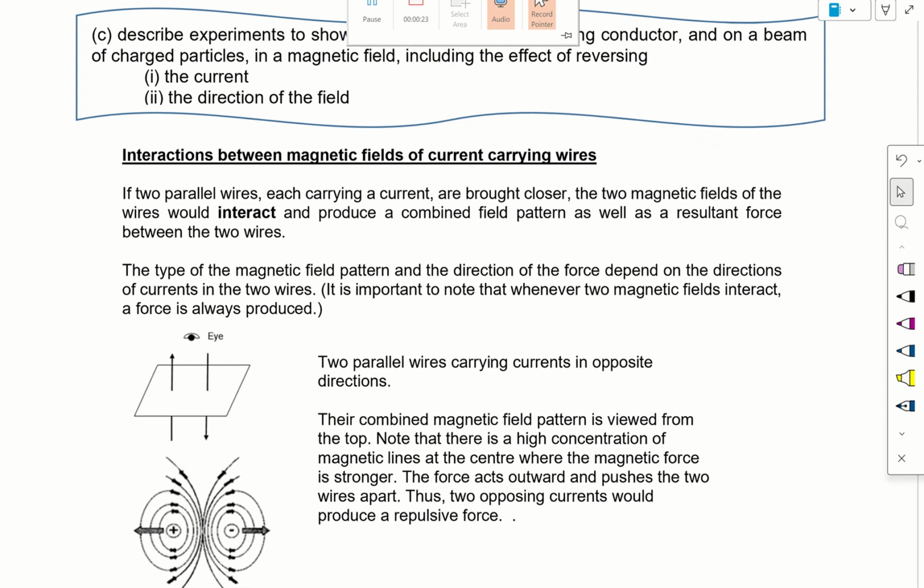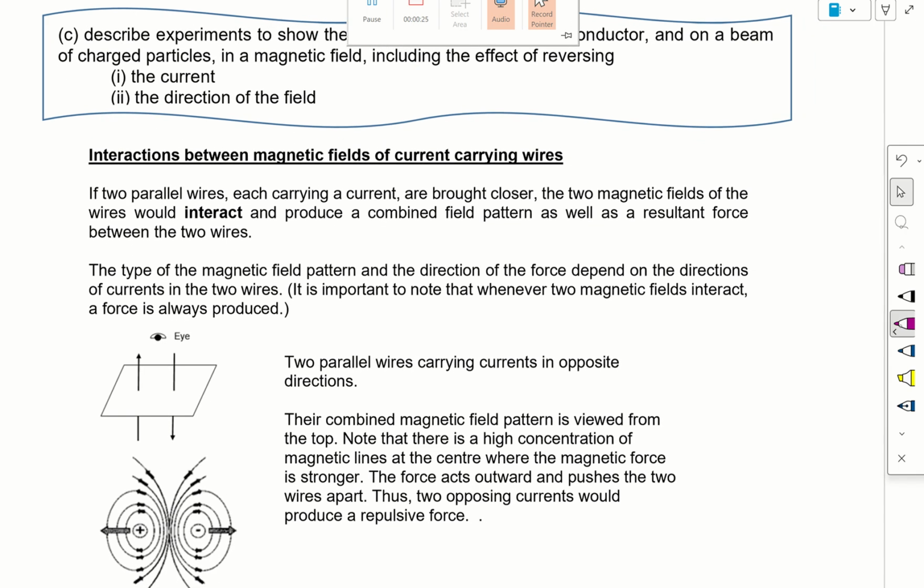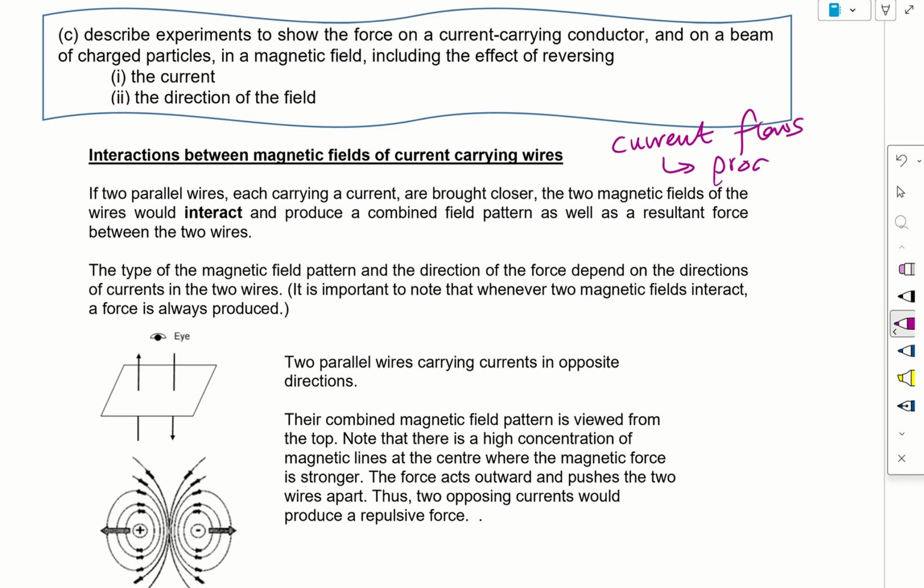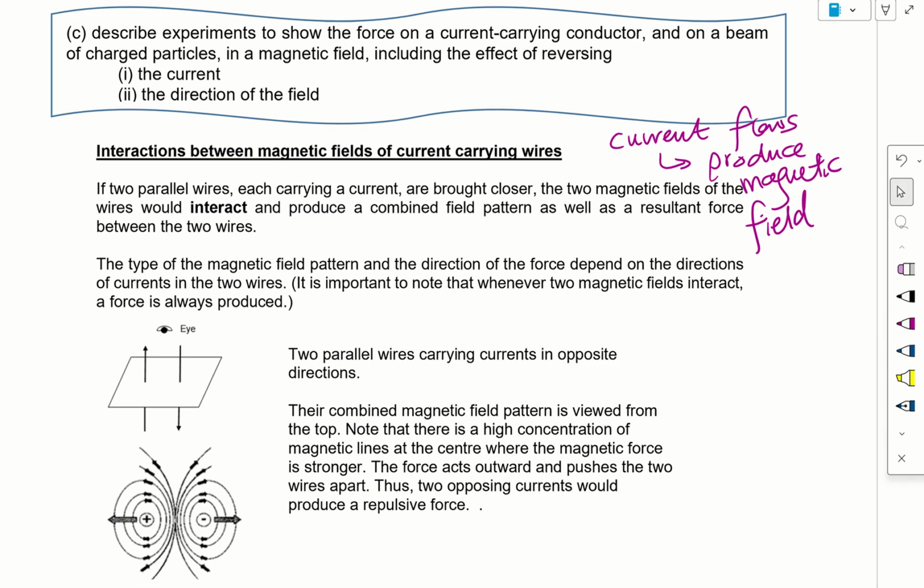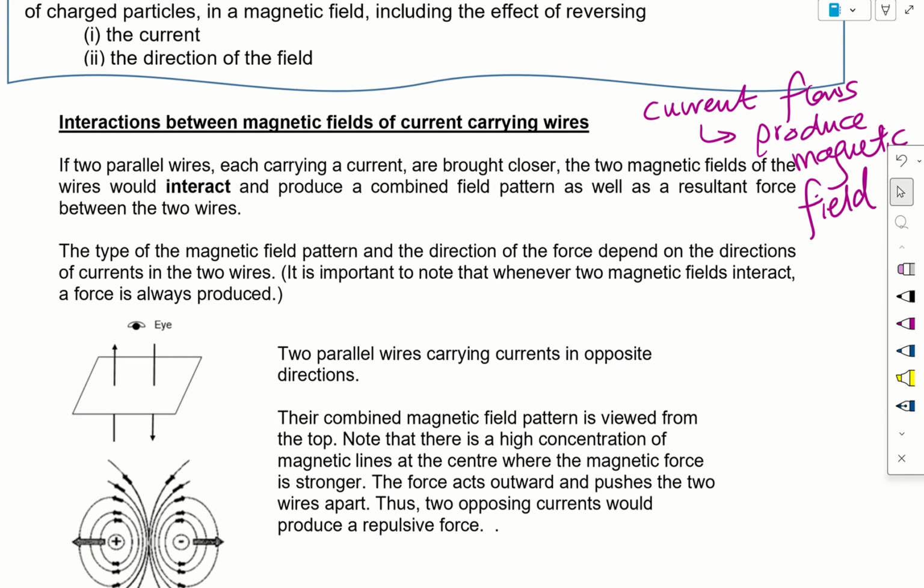So we have learned in previous chapters that whenever a current flows, it will produce a magnetic field around it. Now how about if we have two current carrying conductors? That means we have two wires that have both currents flowing through them, and that means there will be two magnetic fields produced, right?